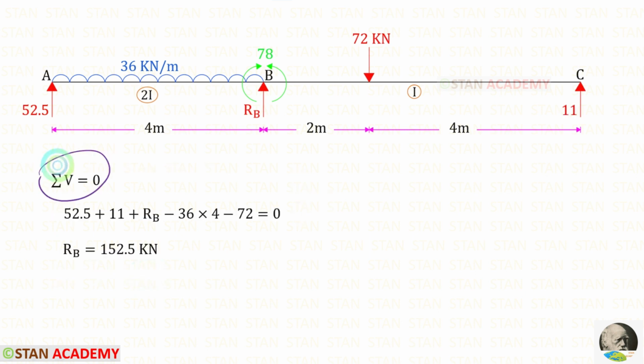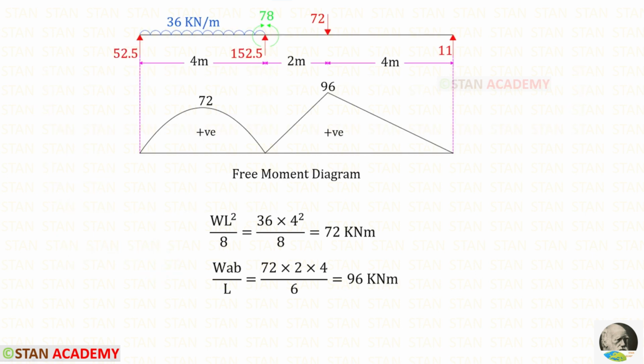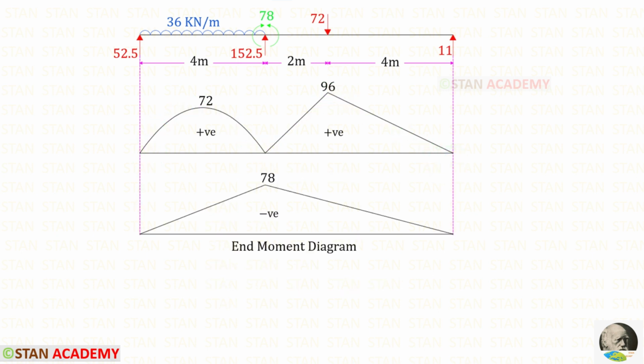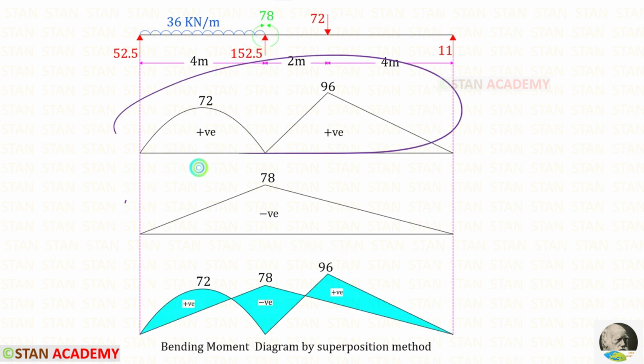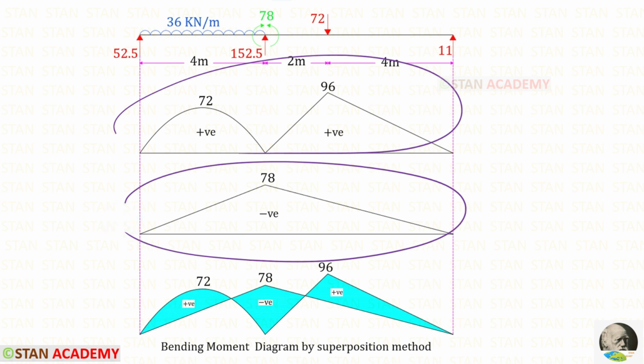By applying this rule, we can find RB. Now we are going to draw the bending moment diagram by the superposition method. For that, first we have to draw the free moment diagram. We have to consider every span as a separate simply supported beam. Then using these formulas, we can find the moments and draw these two diagrams. Then using the moment at B, we can draw the end moment diagram. Combining both of these diagrams, we can draw the bending moment diagram by the superposition method.